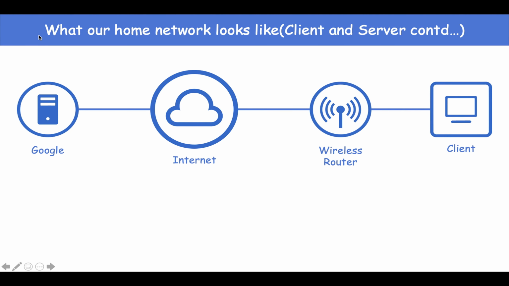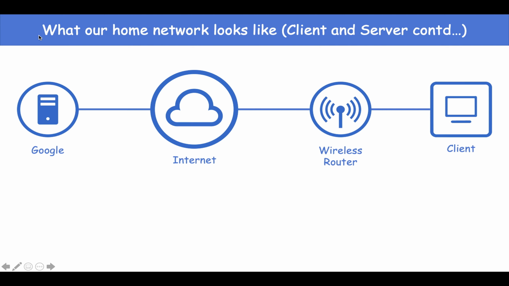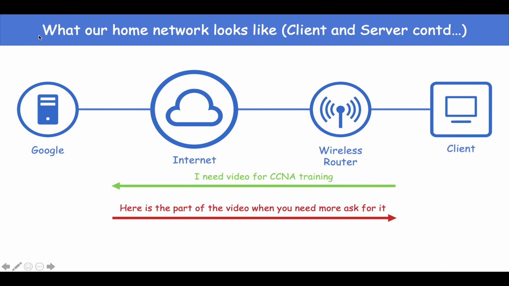This is what our home network looks like. We connect to the internet via a Wi-Fi router. We have several different types of devices working as a client like our PCs, our laptops, our phones, etc. We request videos from web pages and the web pages serve us videos when our client devices ask for it.